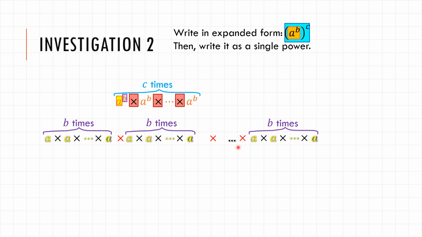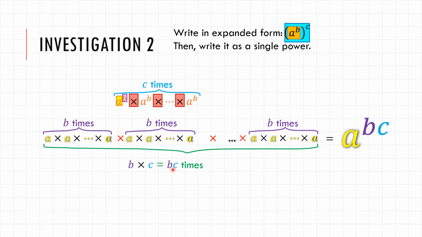Sorry, how many of these do we have? We have C groups, and each group has a size of B. So in total, we're multiplying A by itself BC times, B times C. And that would give us as a single power A to the power of, how many times are we multiplying A by itself? BC times.